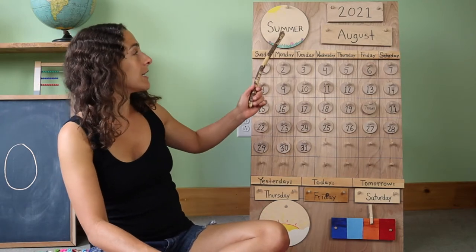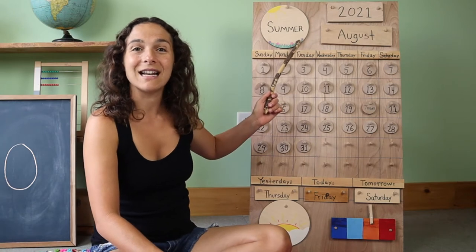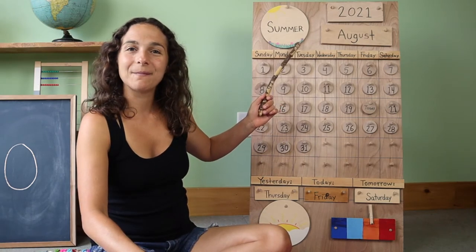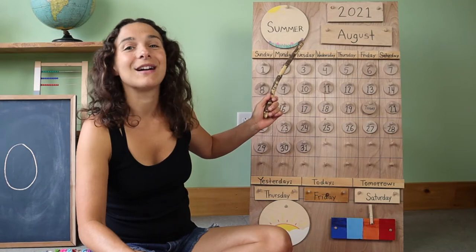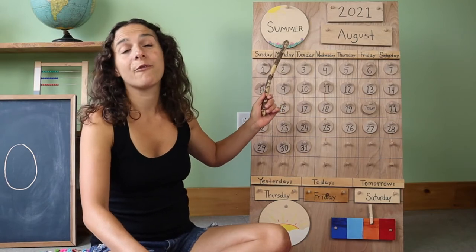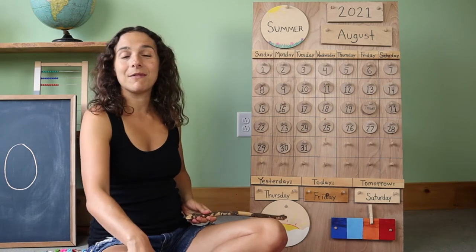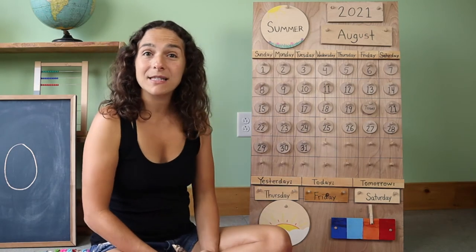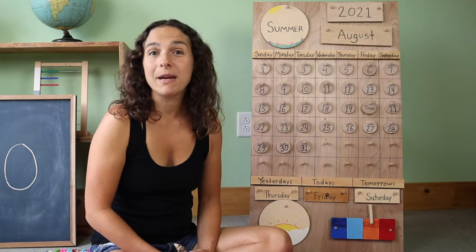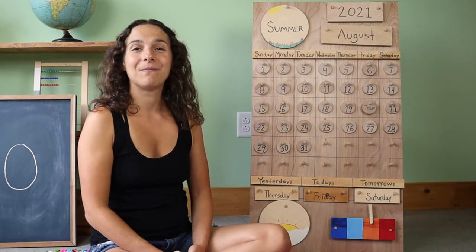Now let's go back up to the top of the chart and go over the season. What's the season, friends? Summer. That's right. It's summertime for a few more weeks. And if we travel back down to the bottom of the chart, that means that it's time to sing the weather song together, and then we can share what we see outside of the window.